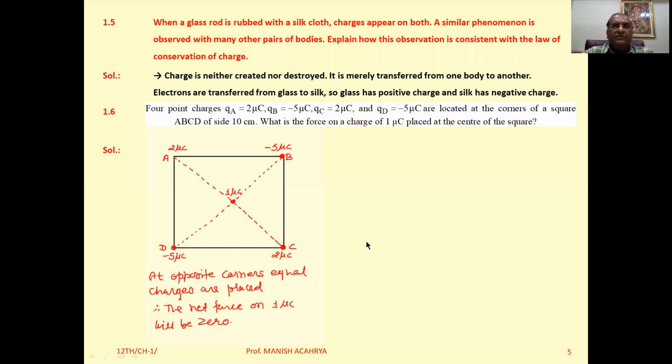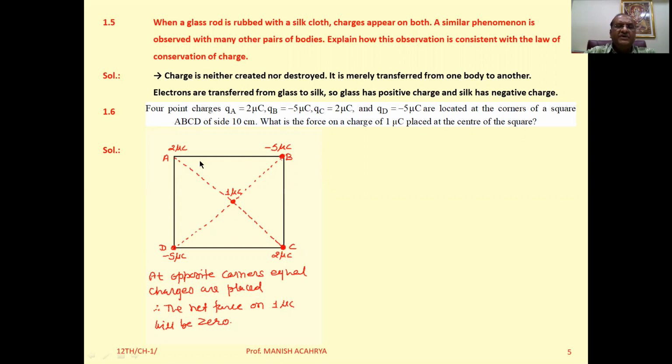Now example 1.6. Four point charges QA equal to 2 microcoulomb, QB equal to minus 5 microcoulomb, QC equal to 2 microcoulomb and QD equal to minus 5 microcoulomb are located at the corners of a square ABCD of side 10 centimeter. What is the force on a charge of 1 microcoulomb placed at the center of the square?